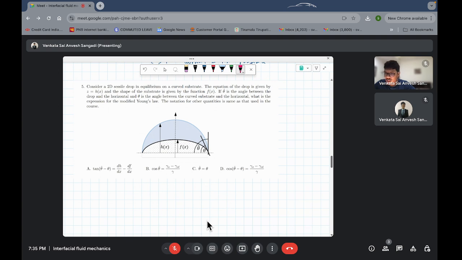In this question, consider a 2D sessile drop in equilibrium on a curved substrate. The equation of the drop is given by z is equal to h of x, and the shape of the substrate is given by the function f of x. If theta cap is the angle between the drop and the horizontal, and theta is the angle between the curved substrate and the horizontal, what is the expression for the modified Young's law? The notation for the quantity is the same as that used in the course.